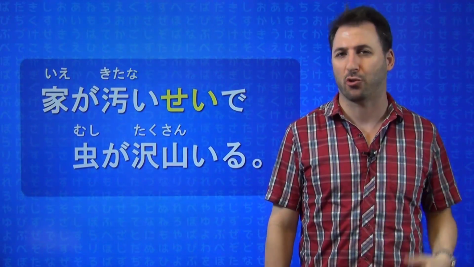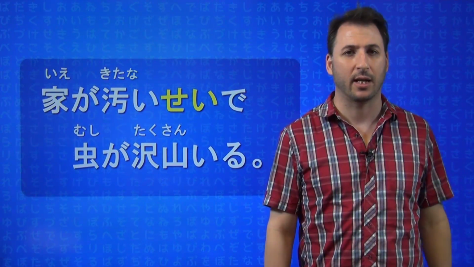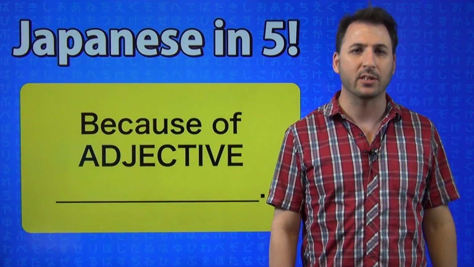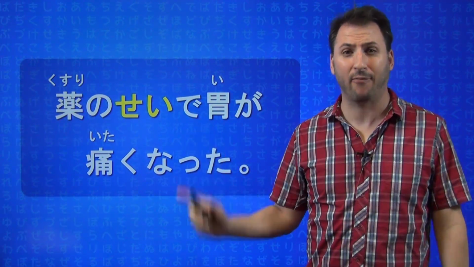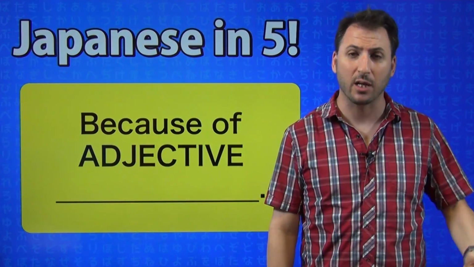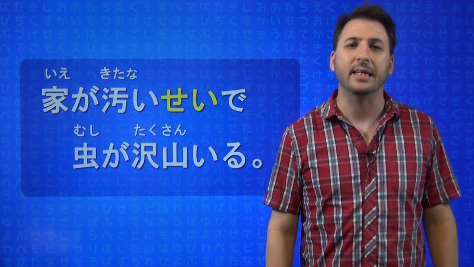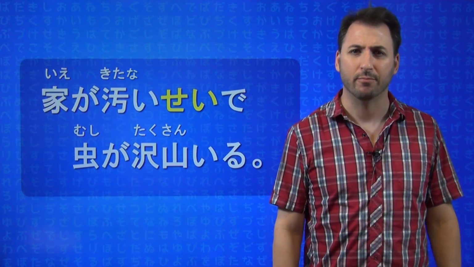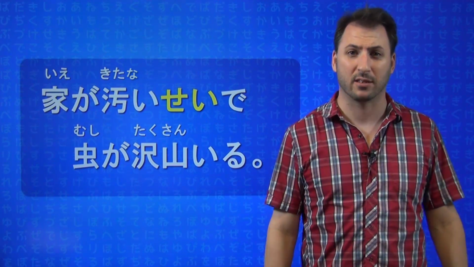Adjectives is very simple. You just throw the adjective right in front of せい. But one important thing I forgot to mention in the last slide is, if you look at every single sentence, there's a で here. で must be after the せい for it to work. If you're going to say because of something, you must have the で after. So for example, 家が汚いせいで虫がたくさんいる. Because the house is so dirty, there's a lot of bugs.